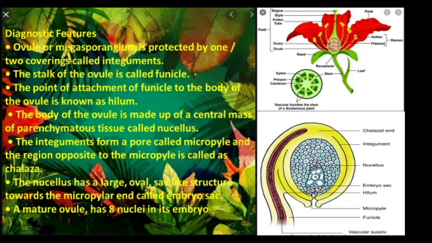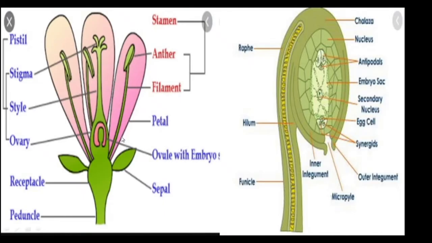The region opposite to the micropyle is called the chalazal end. The nucellus has a large oval sac-like structure, which is present near the micropyle end. It is called the embryo sac. The embryo sac has 8 nuclei. Inside the embryo sac, 8 nuclei are present. This is the structure of a mature ovule, from the parts of a flower, and this is a microscopic observation of the LS of an ovule.